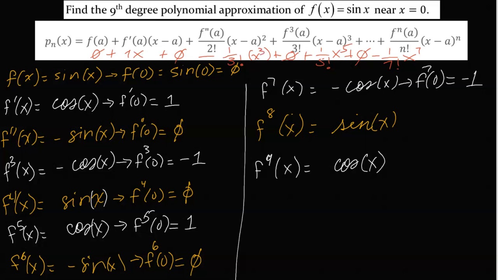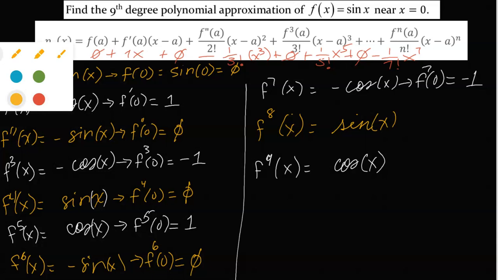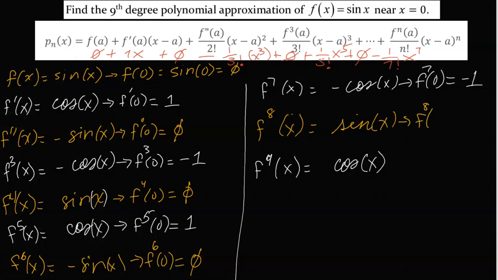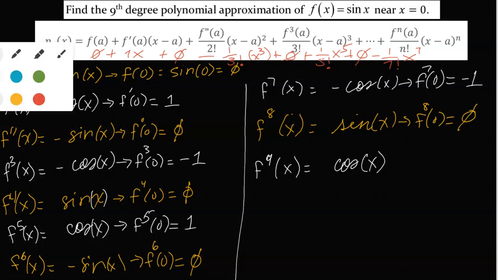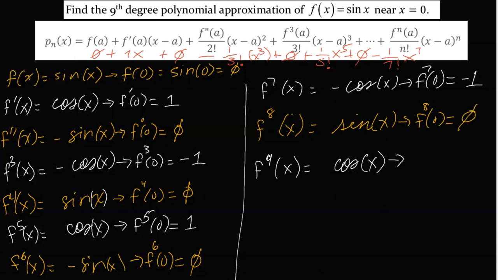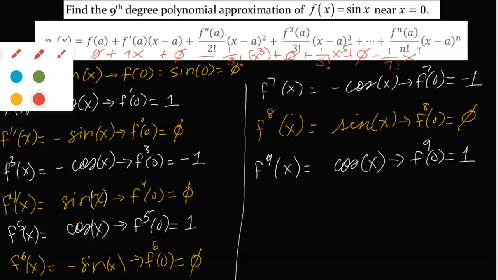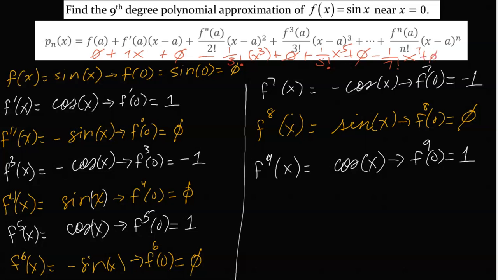Okay. And then the 8th derivative evaluated at 0 is going to be 0. And then the 9th derivative evaluated at 0 is going to be 1. So here we will have plus 0, plus 1 over 9 factorial x to the 9th power.